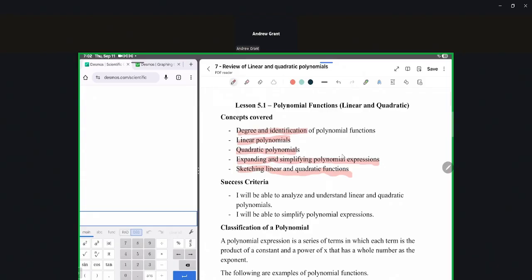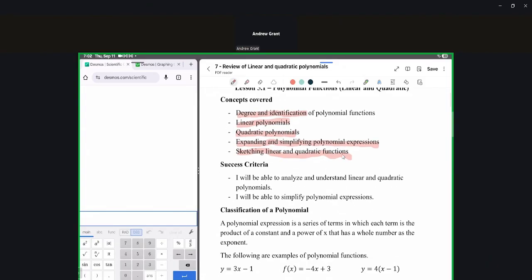In general, the lesson is: if you're able to analyze and understand linear and quadratic polynomials, and as well if you're able to simplify polynomial expressions, that's how you know you're going to be good to move on from this lesson.